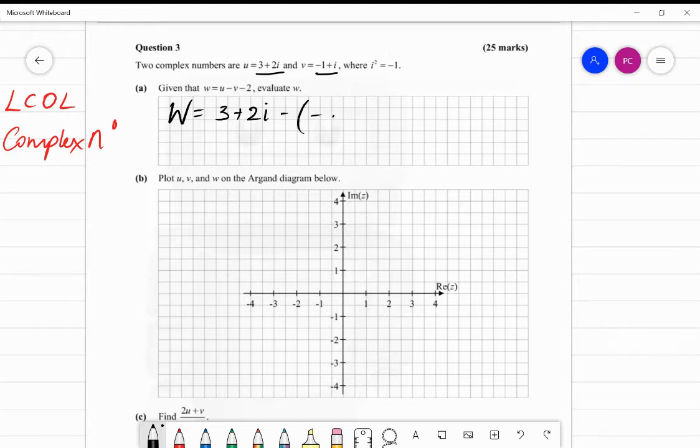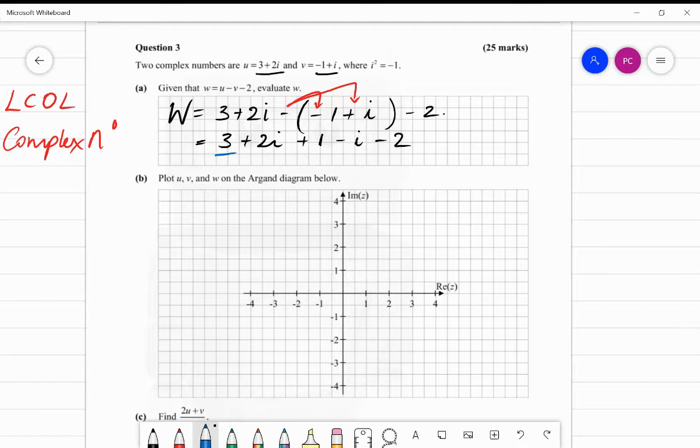minus, and then I'll put V in there, close my brackets, minus 2. I suppose what they're testing there is that you know that a minus by a minus is a plus, and that a minus by a plus is a minus. That'll all break down into 3 plus 2I plus 1 minus I minus 2. This minus 2 in the end isn't affected by that minus on the bracket.